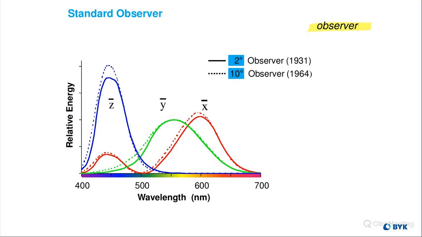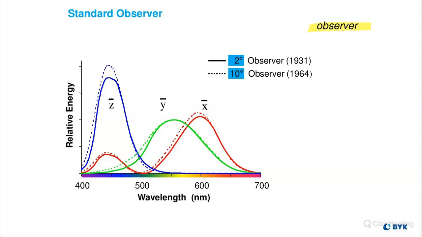So here's an example of the 2-degree observer versus the 10-degree observer. You can see there's a little bit more in the blue area on the 10-degree observer, a little bit more in the green area, and a little bit more in the red area that you can see.